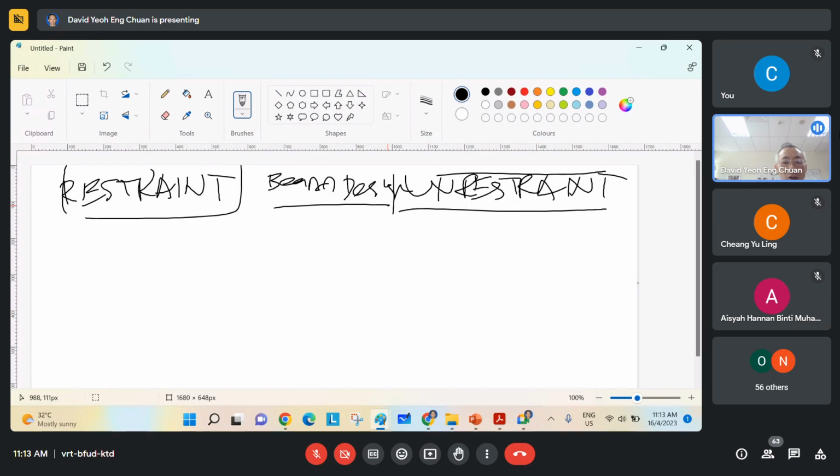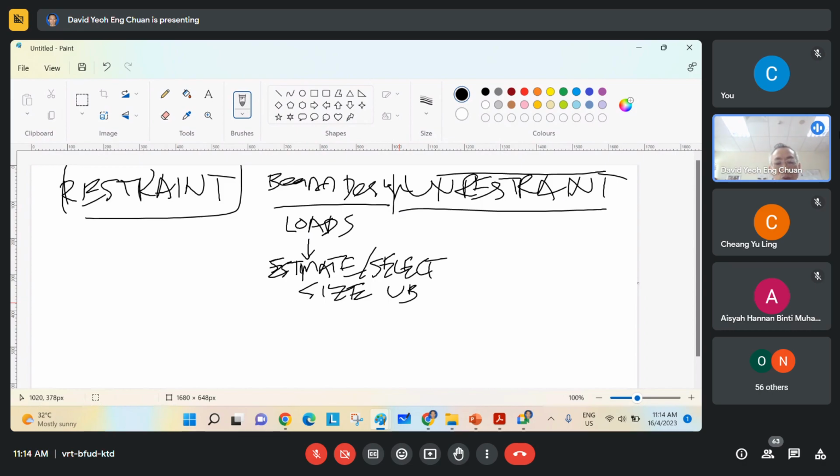we have to check on the loads. Okay, you get the loads, load distribution, get the load combination. Then we have to select size, estimate, or select size. So if you want UB, you're going to see what size you want. How do we do it? We're going to see later in the worked example.